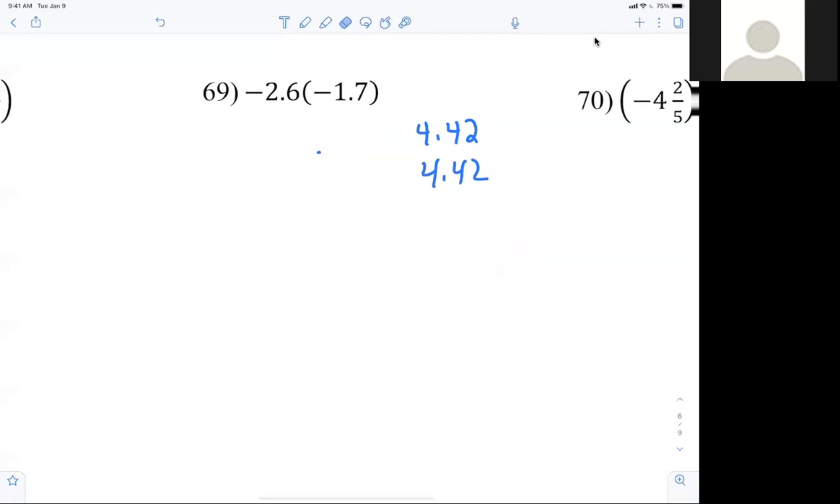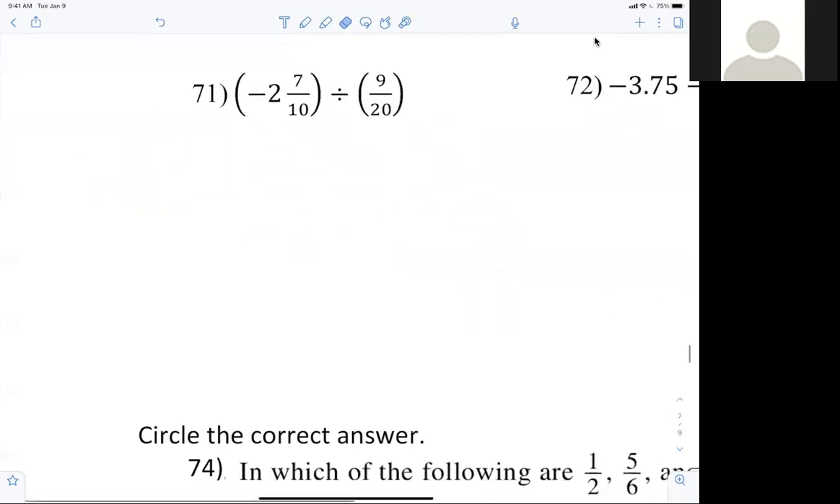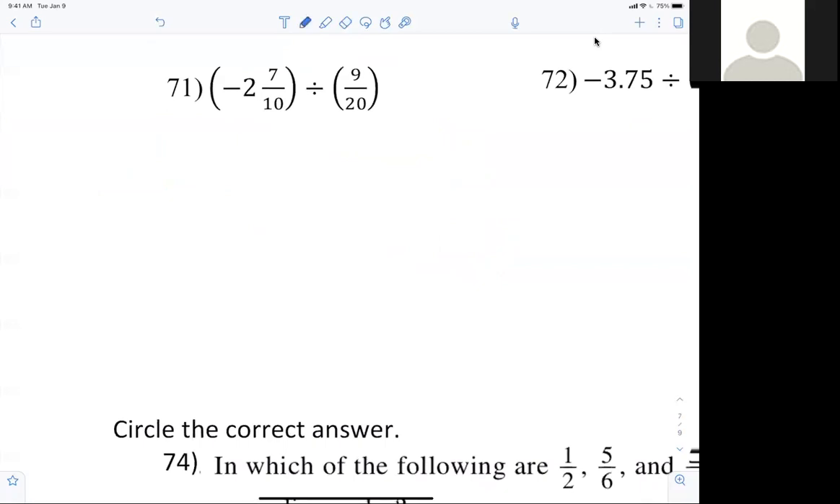All right. Jackson, so you don't line it up for number 71, right? So what am I doing? -2 and 7/10. So we're going to change that to what? No. Now, remember, whenever you're multiplying and dividing by fractions, you have to use improper fractions. So convert that first. It's 20 plus 7, so 27. Yes, 27 over 10 times what? Times 9.